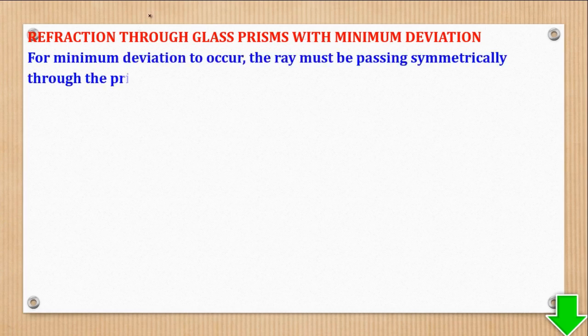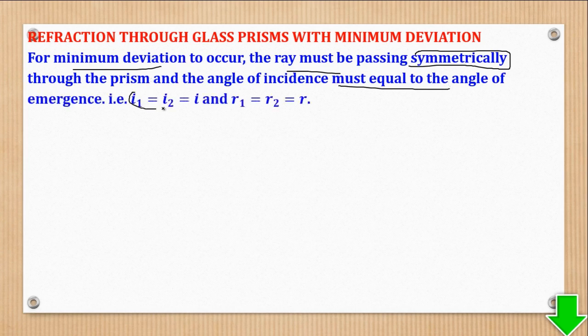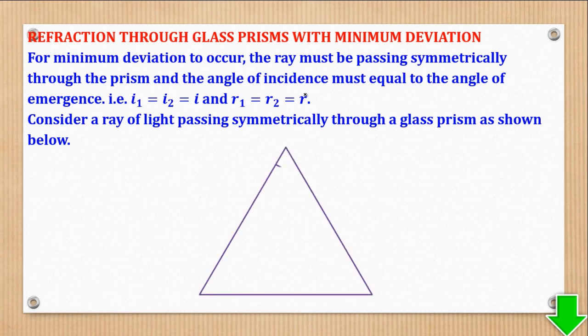In that case, we should remember that for minimum deviation to occur, the ray must be passing symmetrically through the prism and the angle of incidence must be equal to the angle of emergence. That is, I1 is equal to I2, which is I, and R1 is equal to R2, which is R. That means that now the diagram will be in this form. For a ray of light passing symmetrically through the glass prism, the diagram will be in this case. So it is similar, only that now I1 is equal to I2 and R1 is equal to R2.